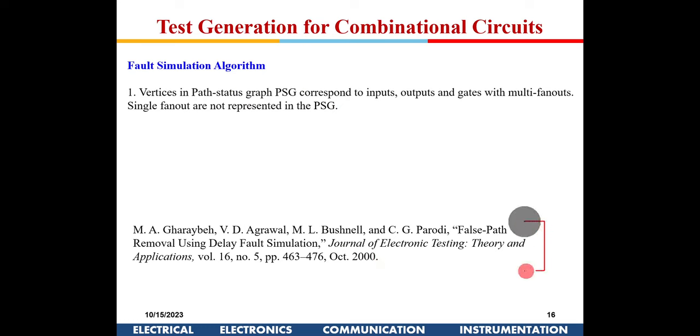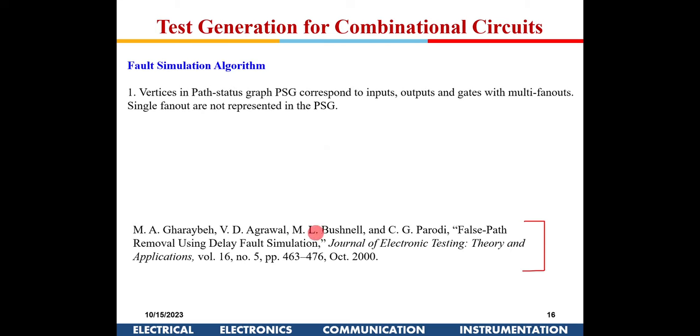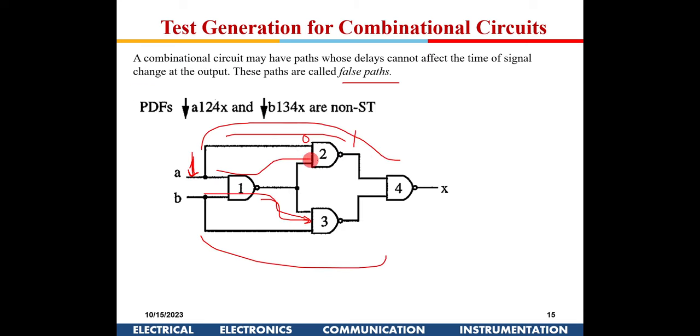This is from a paper which has been referred to in the textbook. This is not important from the exam point of view, but I'll just give you a brief idea. The paper is by the same authors as our textbook. They have not explained this in the textbook, but in their paper they explain how to go about modifying the circuit to remove this kind of redundancy.